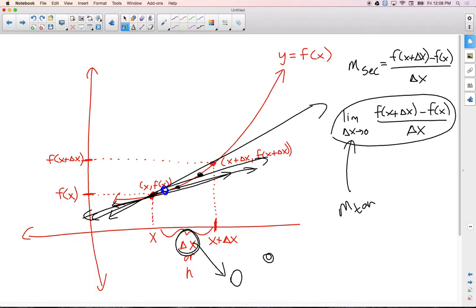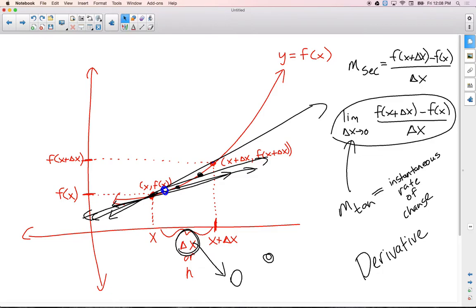Crazy, isn't it? We got a name for it. In calculus, we call this instantaneous rate of change, which we also refer to as a derivative. We call it the derivative of a function. Now, this is the thing I want you to know about this, because we use the formula f of x plus delta x minus f of x over delta x.